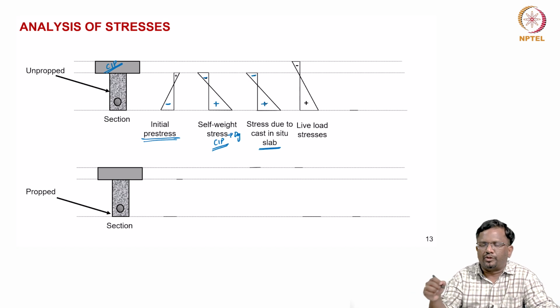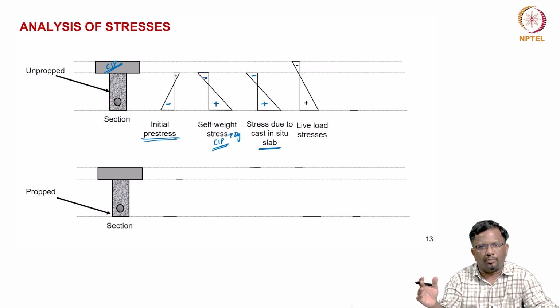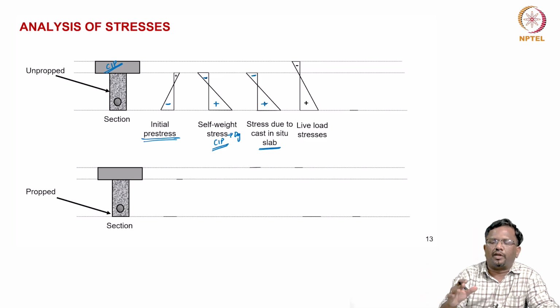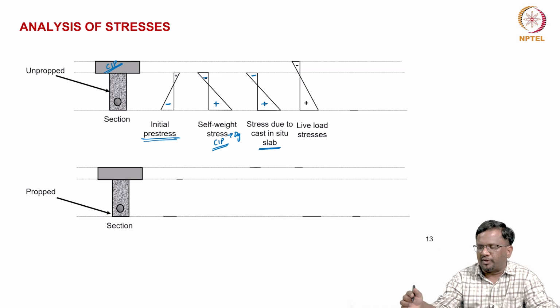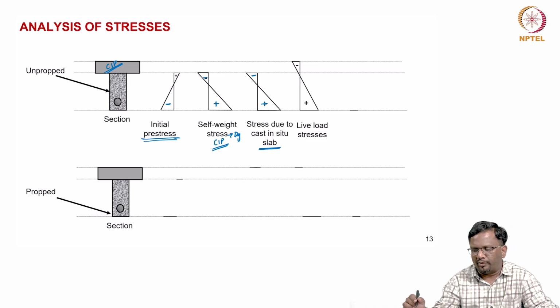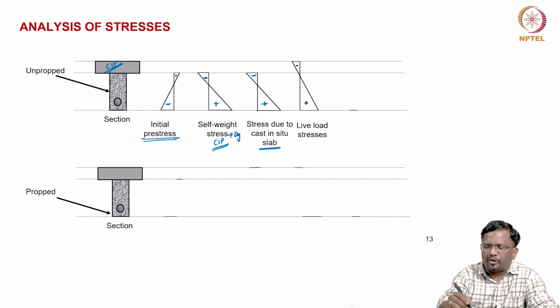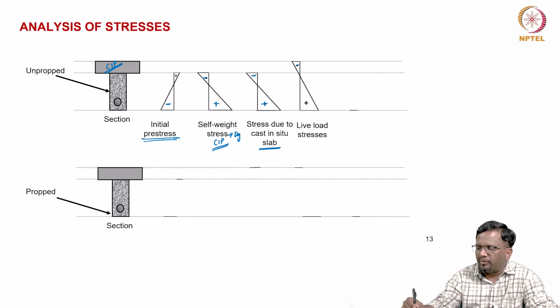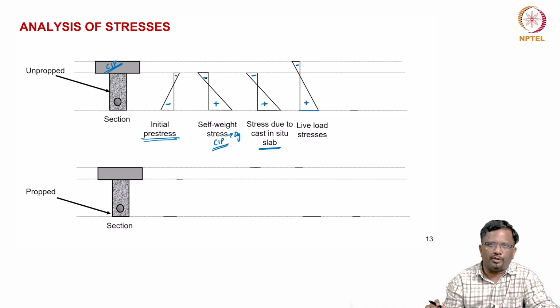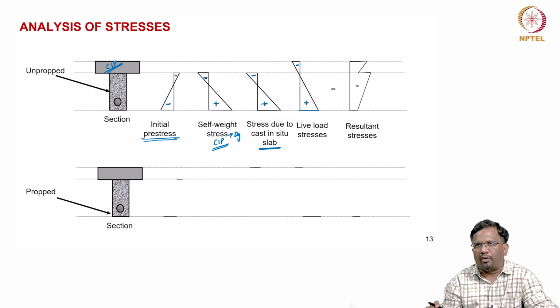Now, live loads. When the live loads come into the system, the entire thing will act as a composite system. That is why the entire section will resist the live load. So, that will be coming from the top of the flange to the bottom of the precast web. So, the bottom is going to be in tension and the top is going to be in compression. When you add all of them, this is the resultant stress, right.